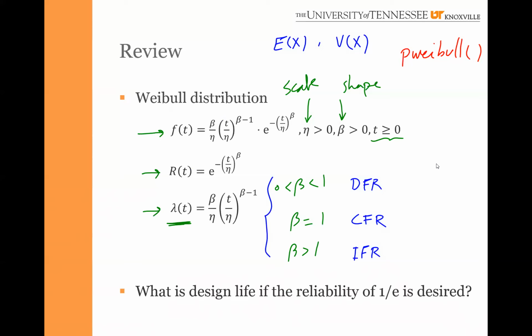Okay. Quick question. What is the design life if a reliability of 1 over e is desired? Do you remember the special point we talked about last class? No? Okay, let's look at this. If I'm asking you for design life, I'm setting the reliability equal to e to the minus 1, which is 1 over e. When does that happen? I'm hearing it: when t is equal to eta. So it's a special point. Beta becomes irrelevant at that point. Oh, by the way, there is another name for scale. It's called characteristic life.